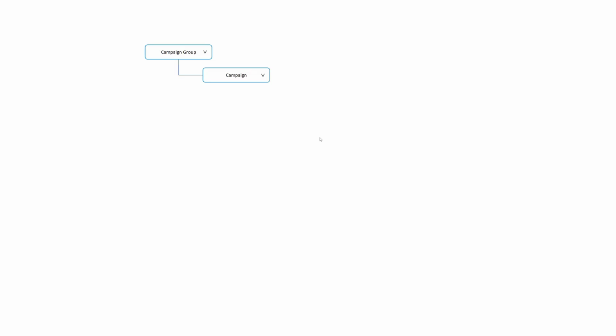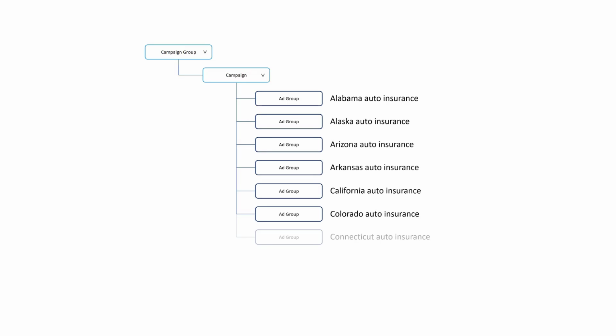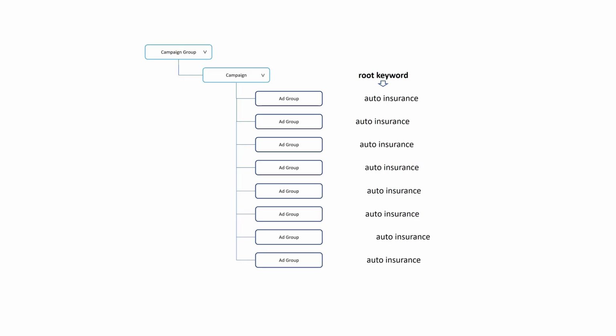So first, just as an example, let's talk about the campaign that we want to create. Let's say, just for the sake of argument, that we want to create a campaign that has auto insurance, but it's focused on different states because each state has different regulations around auto insurance, and you want to create different messages for each state and so on. So you want to create different ad groups for auto insurance. For example, you'd create an ad group for Alabama and one for Alaska and Arizona and Arkansas and so on and so forth. So imagine that it goes all the way through.